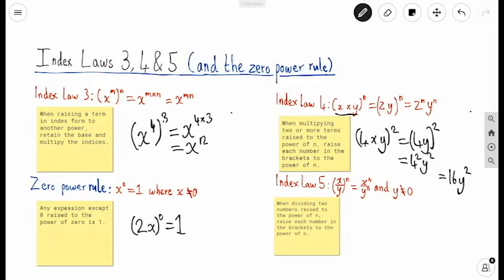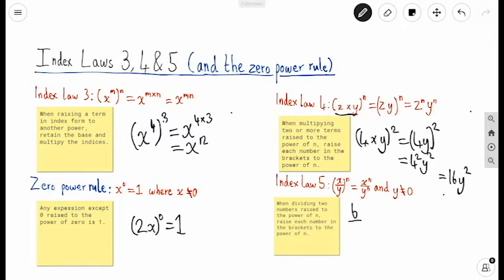Okay, let's do index law 5. Index law 5 is basically index law 4, but instead of the 2 or more terms multiplying, they're dividing. And there's one clause. The clause is that y, or the denominator in the fraction, cannot be equal to 0, or the law wouldn't make sense at all. So let's work on this example.